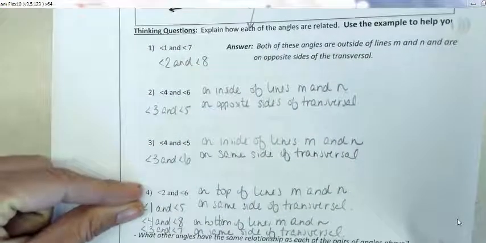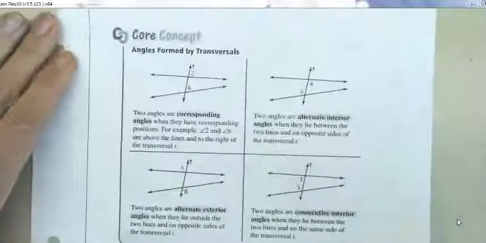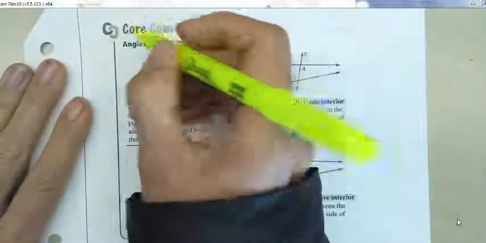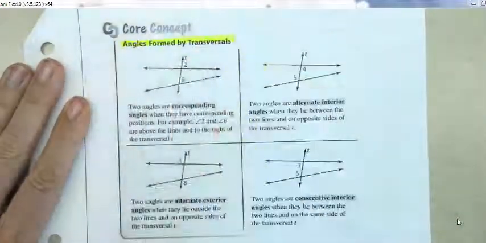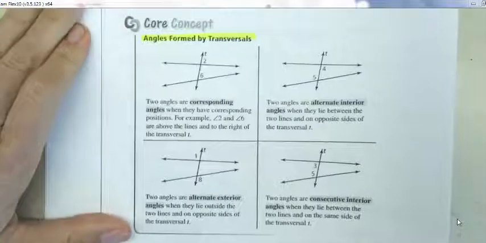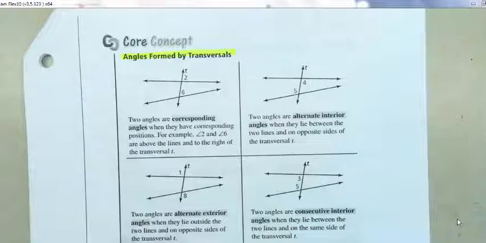Okay, now each one of these angle pairs has a special name. So let's talk about these. They are right here. These are all the angles formed by the transversals. Notice that there are 4 different types, and there were 4 different types here. These are special angle pairs, and these become very important, so make sure you got these.